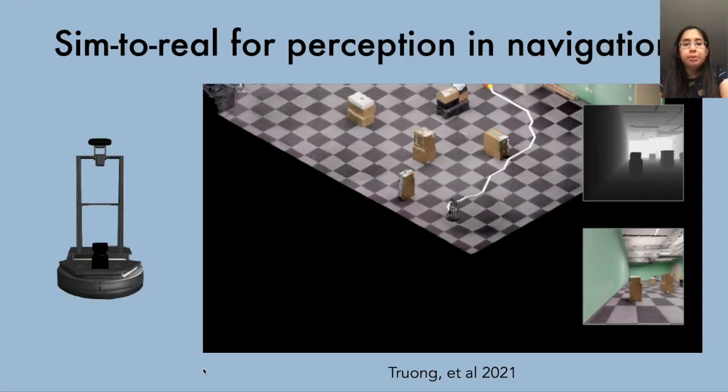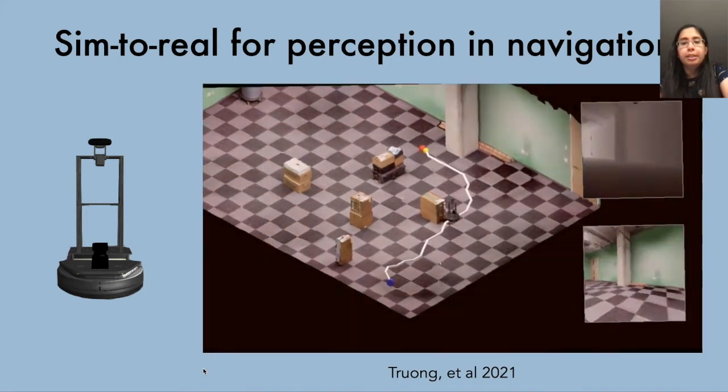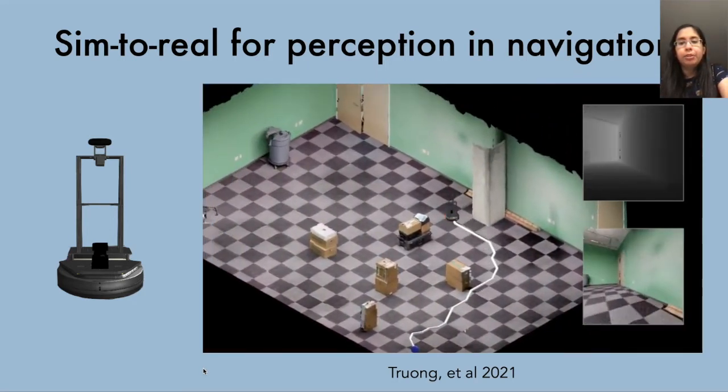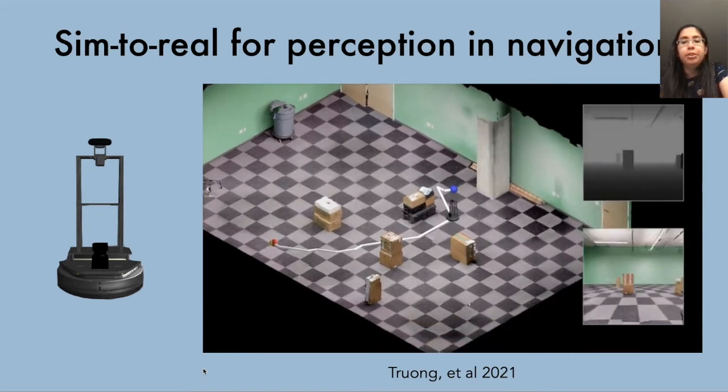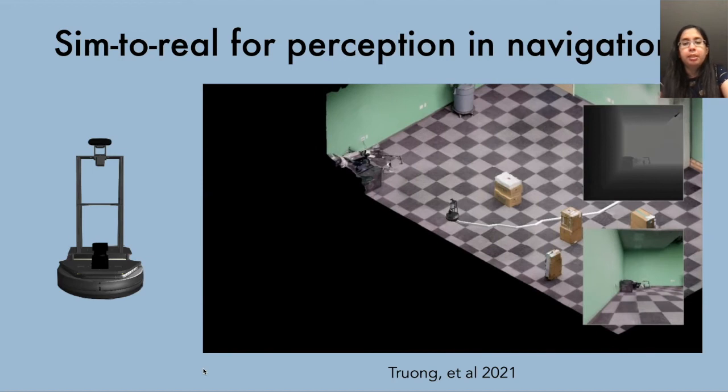So using perception in navigation is fairly common. For example, here is a work which trains a navigation policy in simulation for Locobot and then is able to transfer this on hardware in this particular experiment.